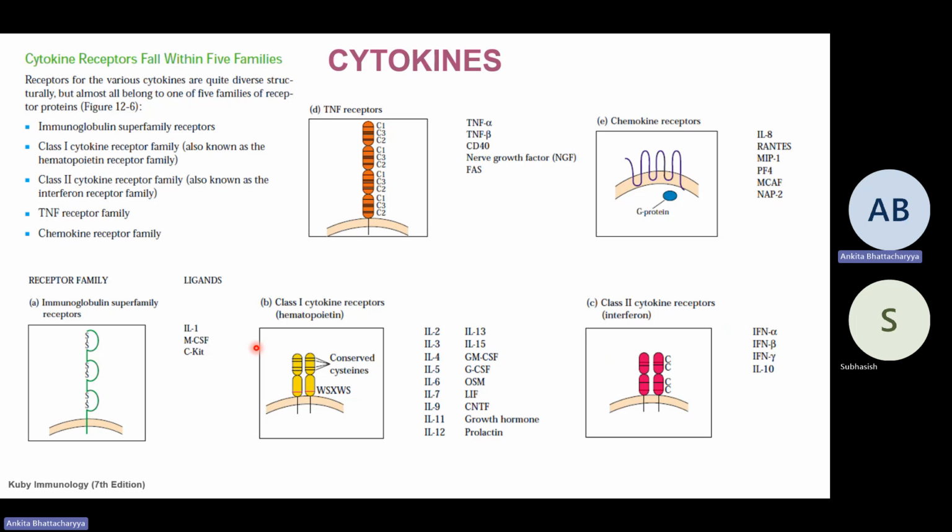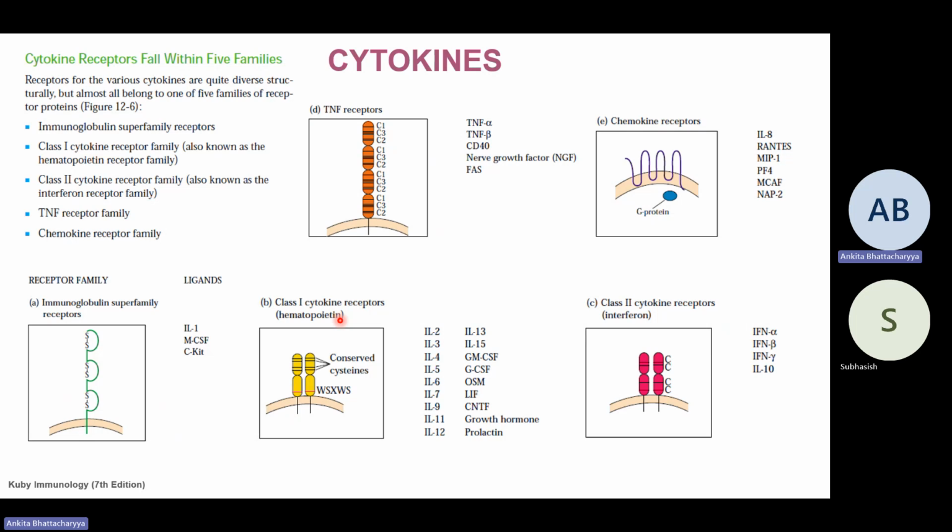The second type actually is the class 1 cytokine receptor, and commonly, as you can see, they are often also called the hematopoietin receptor family. And it has a large set of ligands. And what you can see, there are two very key distinctive features.